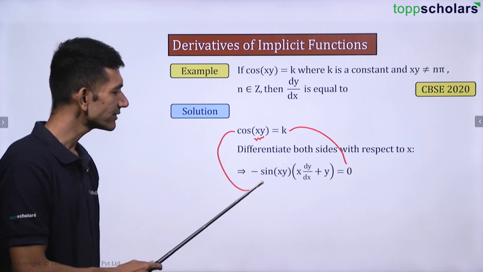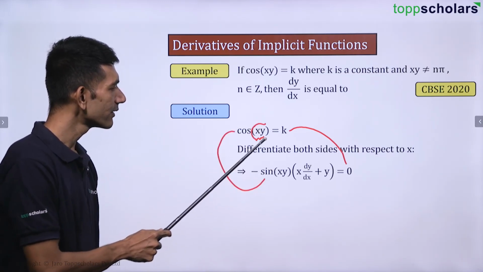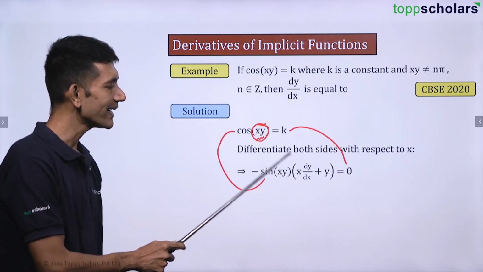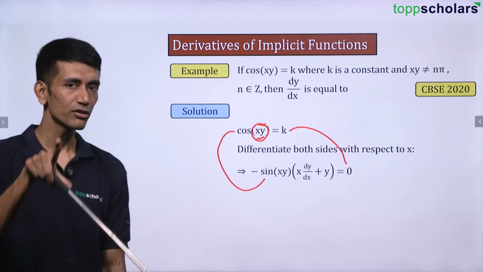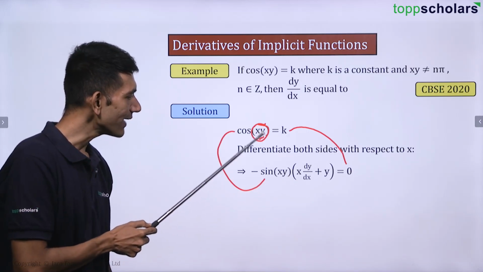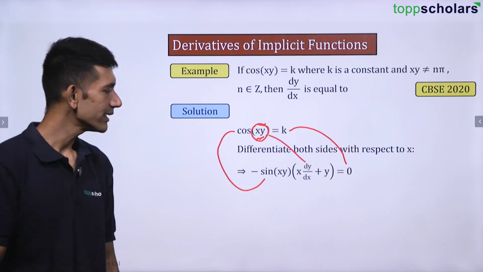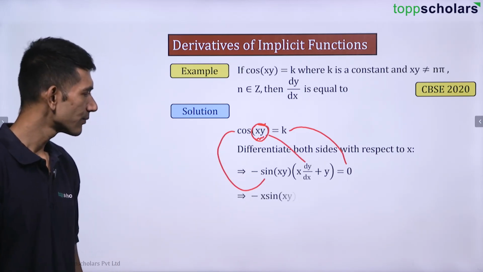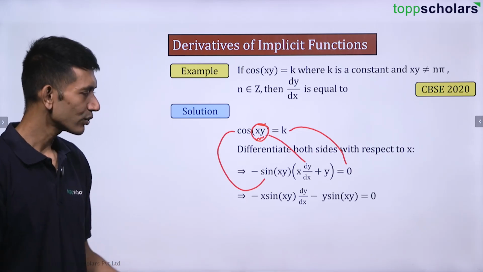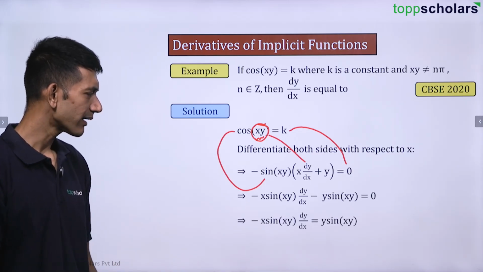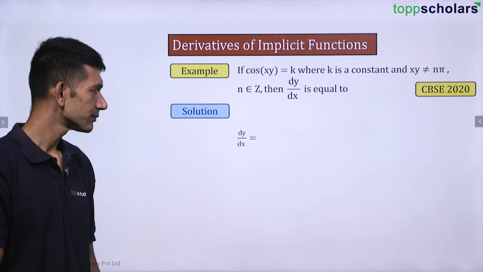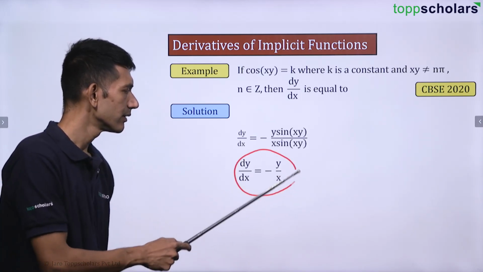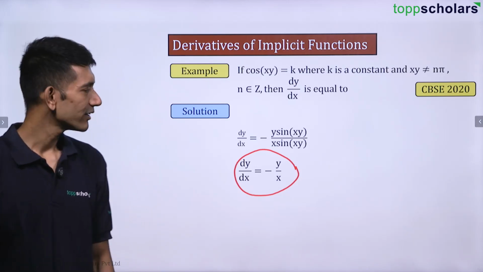Cos becomes minus sin, but xy is the product rule. X derivative of y plus y derivative of x. Derivative of x with respect to x is 1. And derivative of y with respect to x is dy by dx. Minus sin xy will go on the other side. That will become 0. Correct? If you want to open the brackets, you can open the bracket. Doesn't really matter. Solve it further. And ultimately, the final answer that you are going to get is minus y by x.